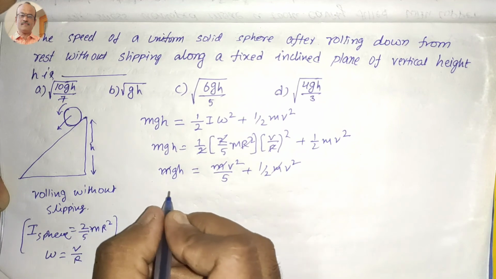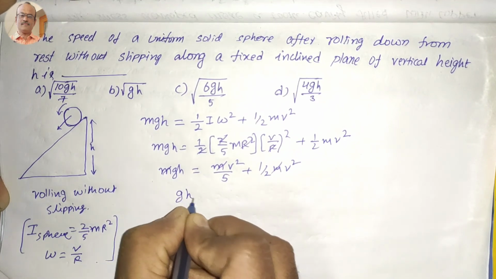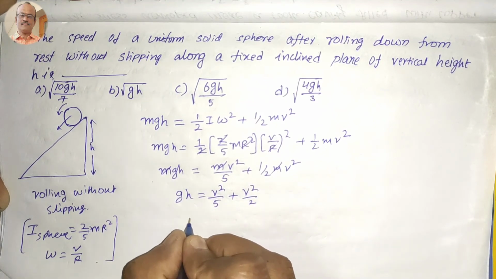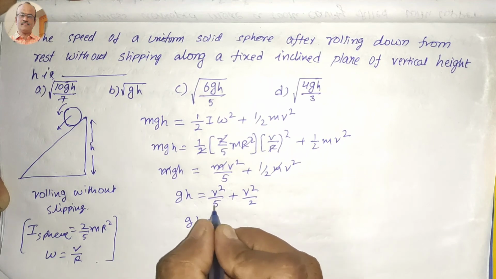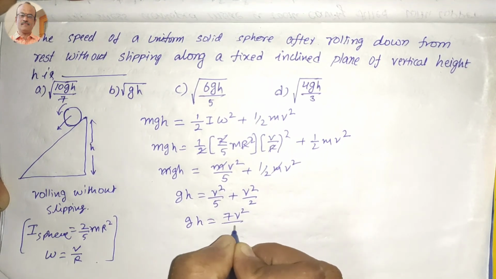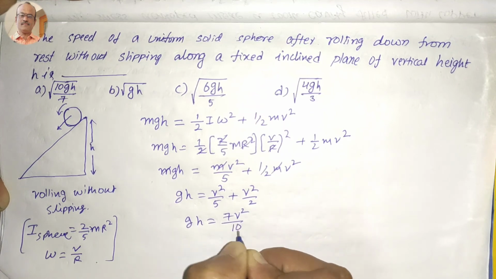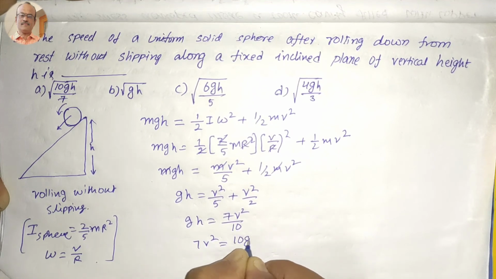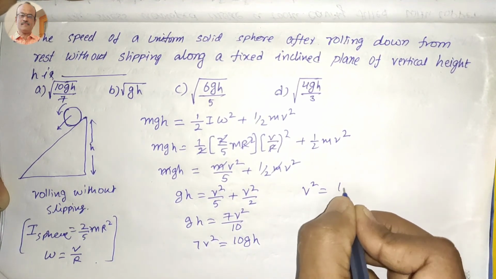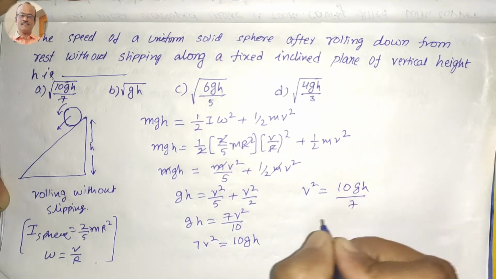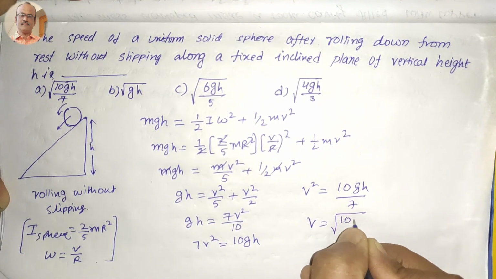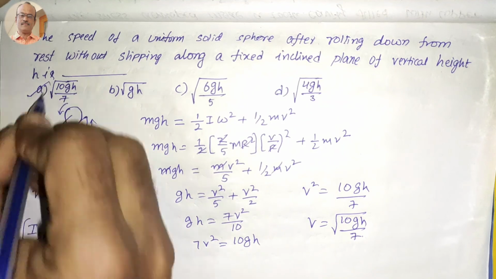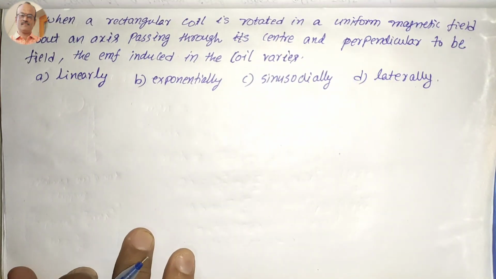In all the cases m gets cancelled, remaining gh is equal to v square by 5 plus v square by 2. So here g into h is equal to, taking LCM, 7 v square divided by 10, and here 7 v square is equal to 10 into g into h. Here v square is equal to 10 into g into h by 7, so v is equal to square root of 10 into g into h divided by 7. So which option is correct here? Option A is correct.